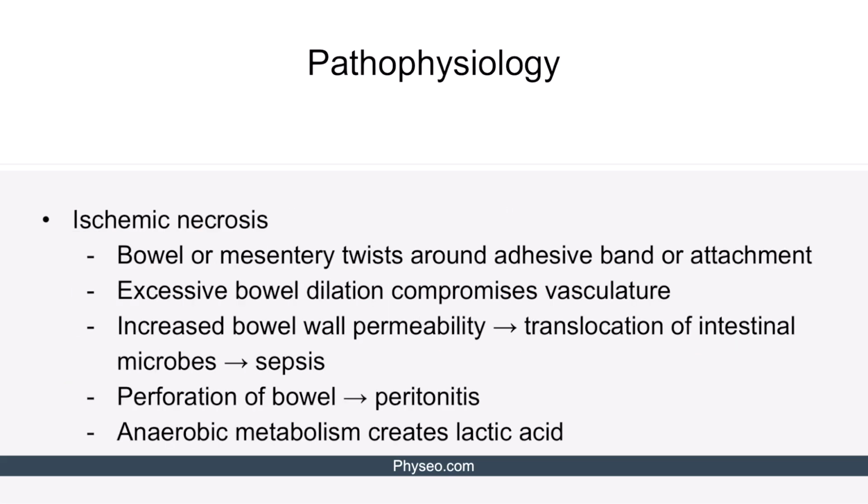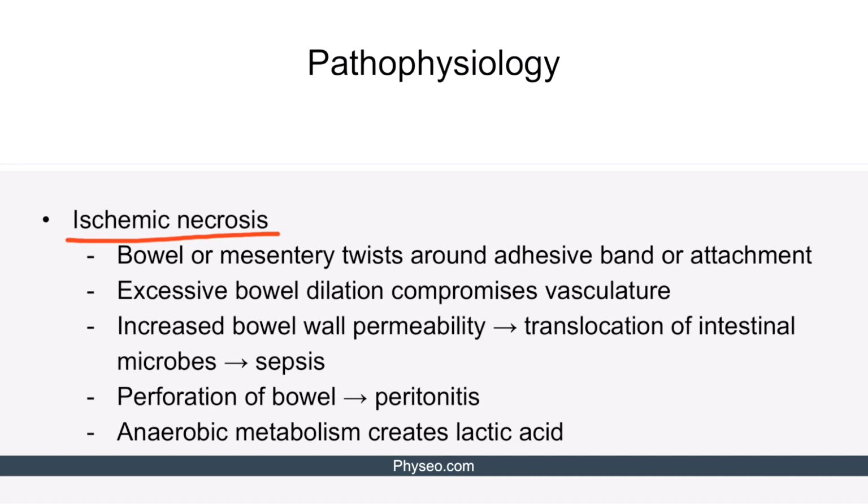As the small bowel obstruction progresses, it can lead to ischemic necrosis of the bowel. This can occur if a portion of the bowel or mesentery twists around an adhesive band or other attachment, compromising the vasculature. In addition, the excessive bowel dilation and edema can compromise vasculature. The resultant ischemia and necrosis compromise the bowel wall, increasing the permeability.